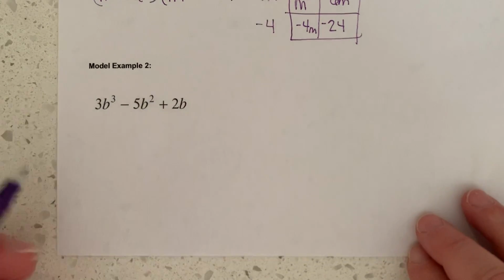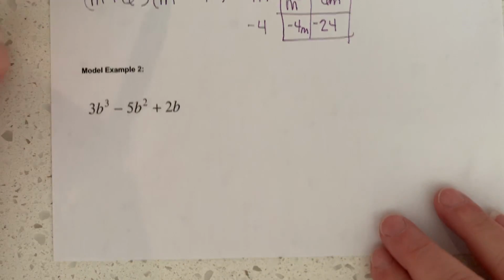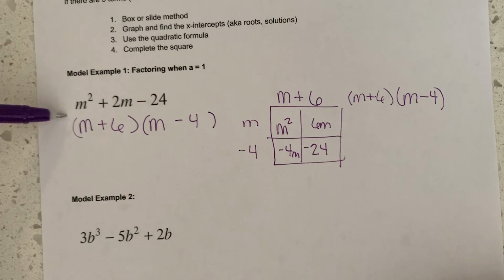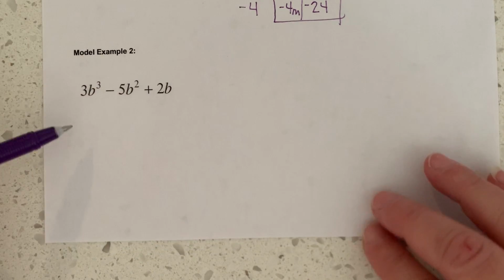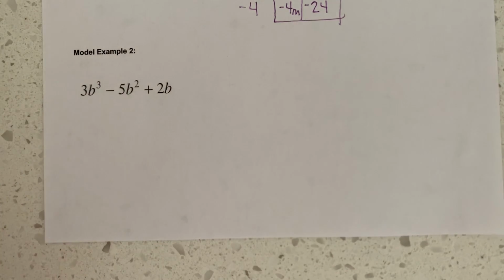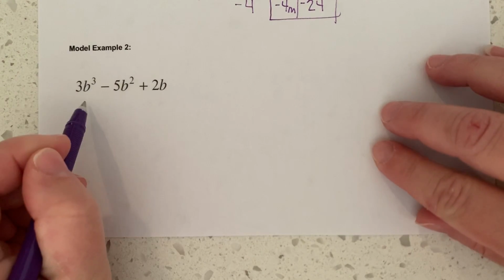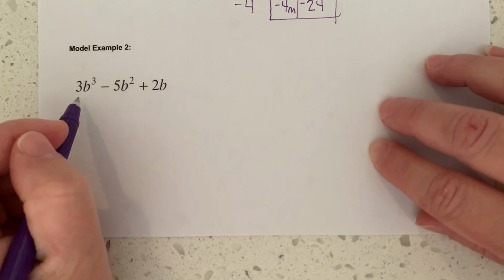This is one where our first term, which is our a, equaled 1. So there was no number here because it was 1. But now we actually have to factor with our first term not being 1. And this is where you use the box or slide method. So a lot of you like to use the slide method. But first, let's look at this.